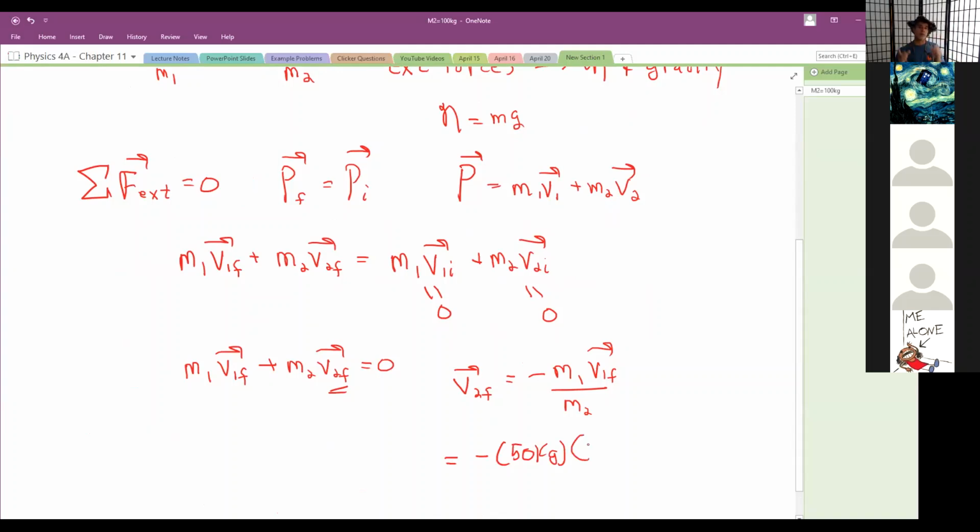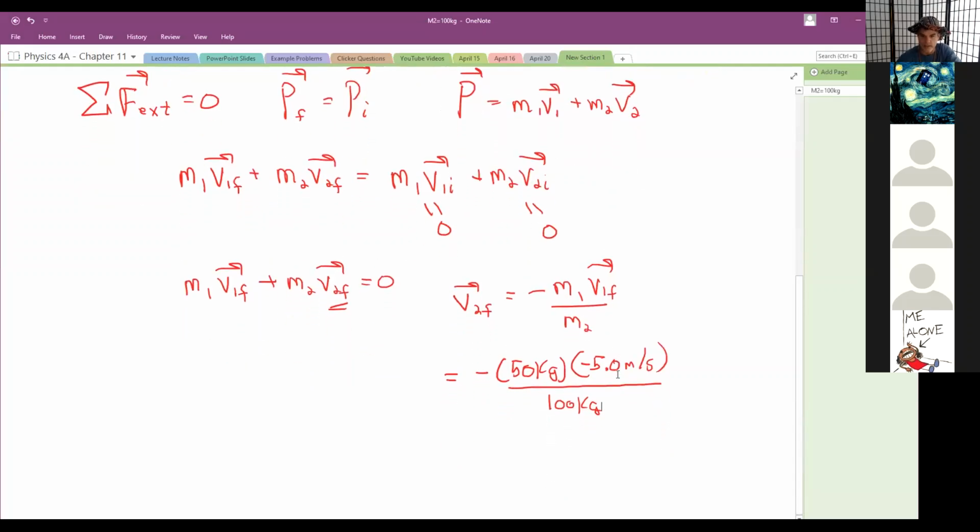Important point. When you're doing conservation of momentum problems, if an object is moving to the left, its velocity is negative, which means its momentum is also negative. But you have to remember to include a minus sign if you have objects that are moving in opposite directions. So my velocity, since it's moving to the left, is negative 5 meters per second. And then I'm dividing by the mass 2, which is 100 kilograms.